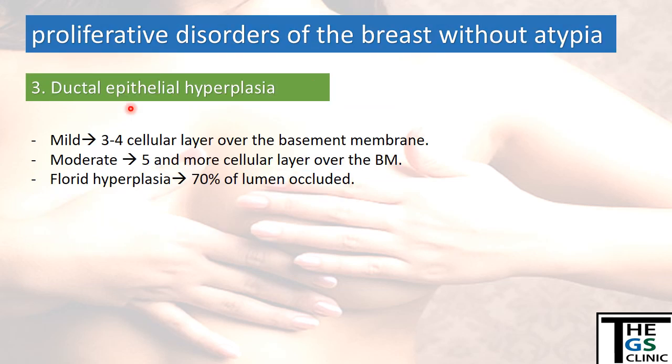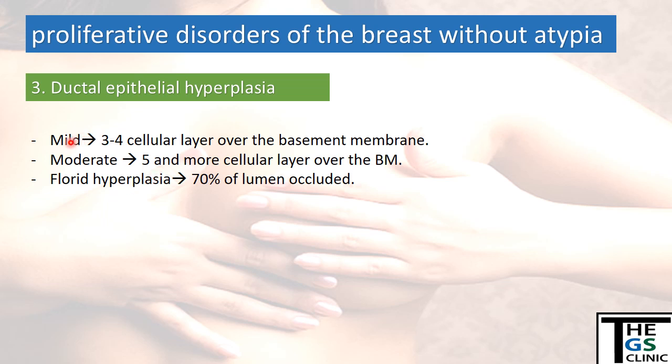But we have a condition that is called ductal epithelial hyperplasia. Hyperplasia means an increase in the number of the epithelial cells in the duct. Normally it is one layer of epithelial cells in the duct over a basement membrane. But if we find three to four cellular layers over the basement membrane, we call it mild ductal hyperplasia. If we find 5 layers or more, we call it moderate ductal epithelial hyperplasia. But if we find that 70% of the lumen or more is obstructed, we call it florid hyperplasia.